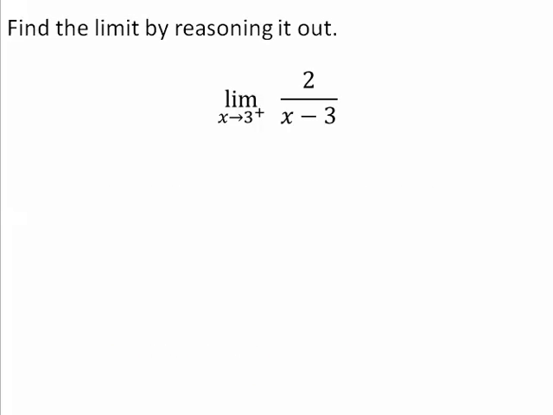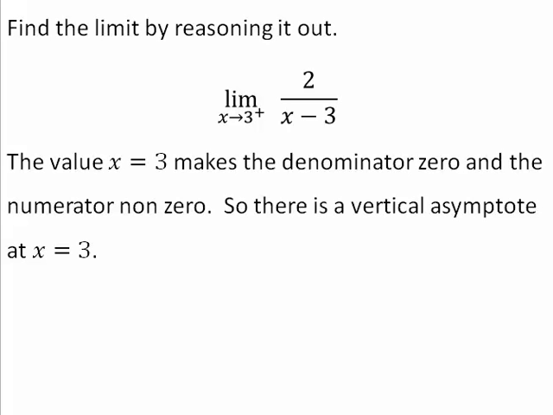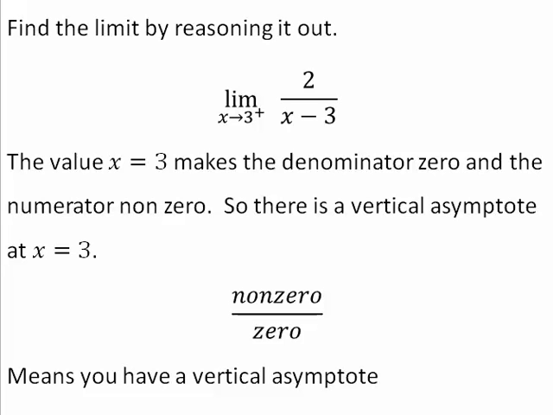Infinite Limits Part 2. I promised you at the end of Part 1 that we would find a limit by using our reasoning skills. Notice that the value x equals 3 makes the denominator 0 and the numerator non-zero. So there is a vertical asymptote at x equals 3. Let's repeat that. Non-zero over 0 means you have a vertical asymptote.